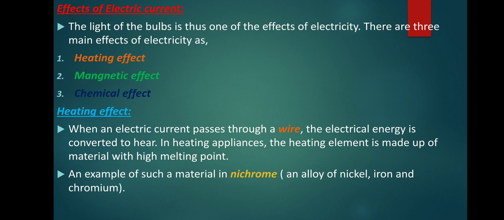Hence, the heating effect produced by an electrical current I through a conductor of resistance R for a time t is given by H equals I squared R t. This equation is Joule's equation of electrical heating.